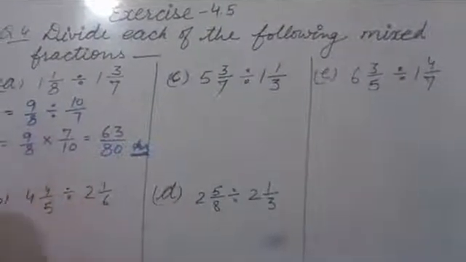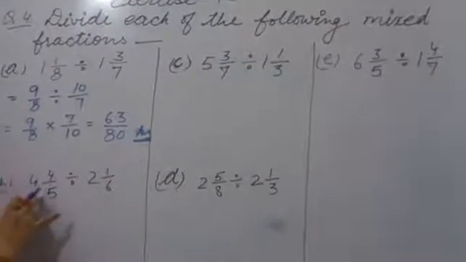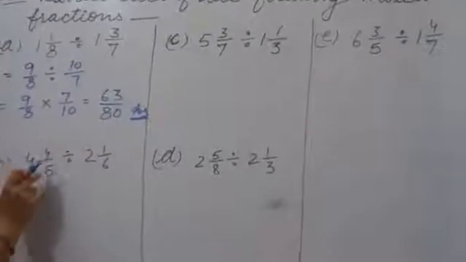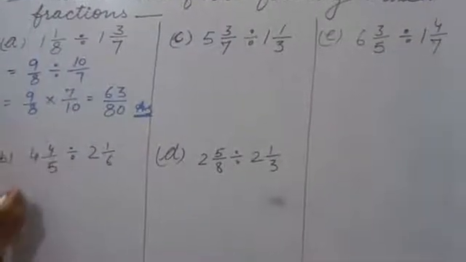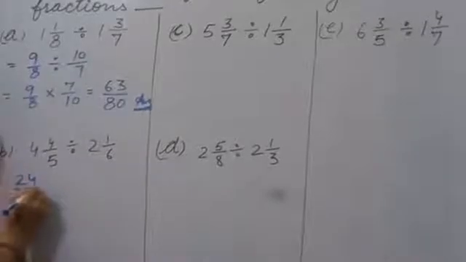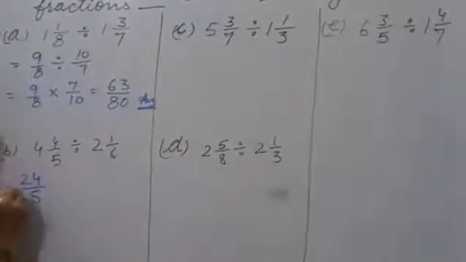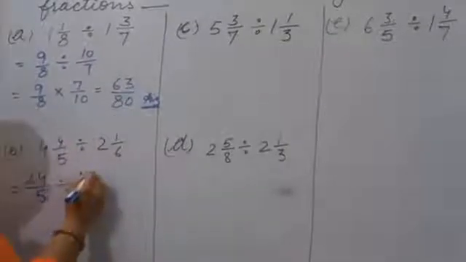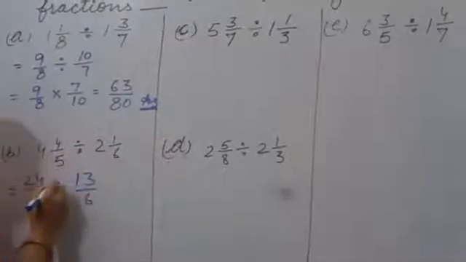Okay. Now it's B part. 4 whole 4 upon 5 divided by 2 whole 1 upon 6. So 5 fours are 20, 20 plus 4 is 24 upon 5, divided by 6 twos are 12, 12 plus 1 is 13 upon 6.